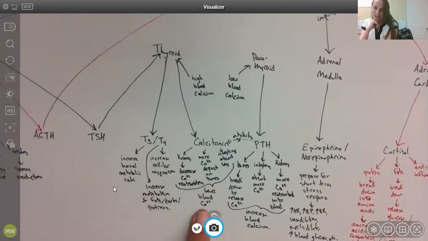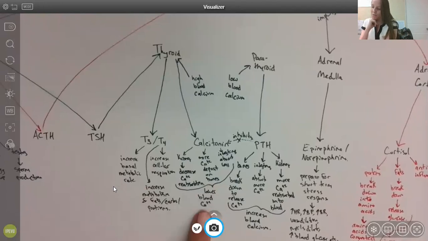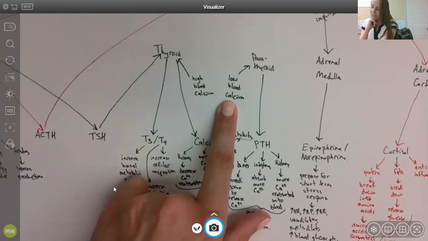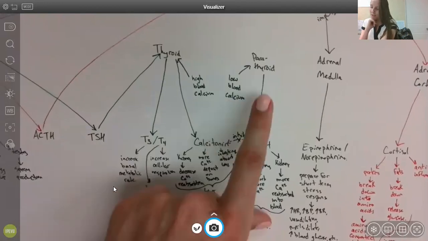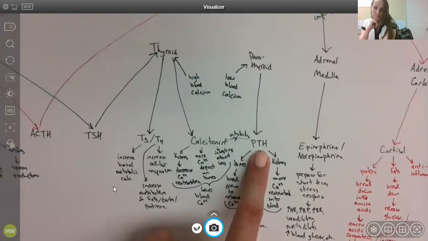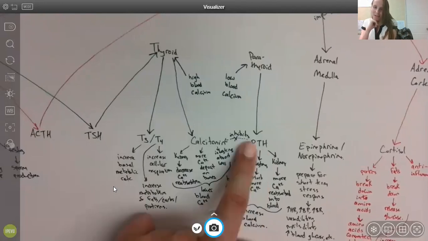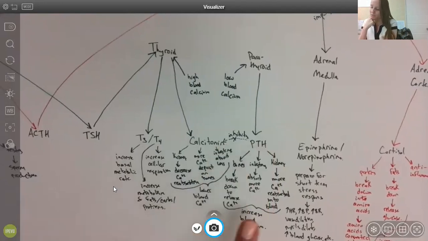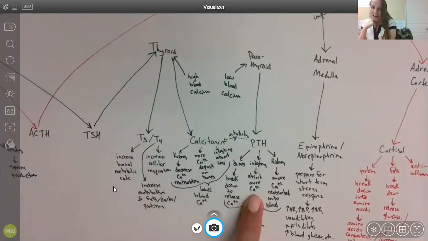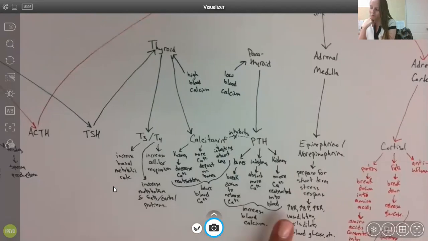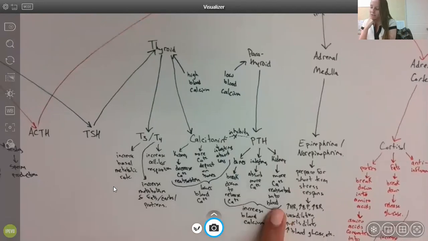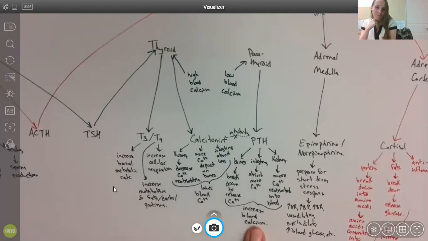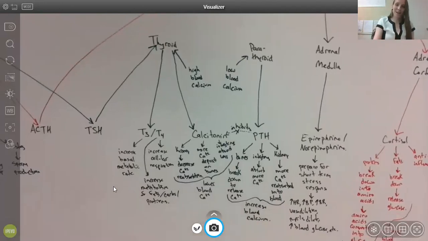Now, if the blood calcium level gets too low, that low blood calcium level is going to stimulate the parathyroid glands to release parathyroid hormone. Parathyroid hormone is going to inhibit calcitonin, so stop it from working. Parathyroid hormone is also going to go to the bones and cause them to break down to release calcium ions. It'll go to the intestines and cause them to absorb more calcium ions. And it will go to the kidney and cause them to reabsorb more calcium ions, all of which increase blood calcium levels. Okay, that is it for the thyroid and parathyroid glands.